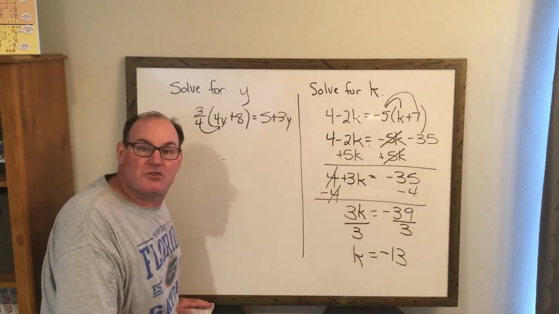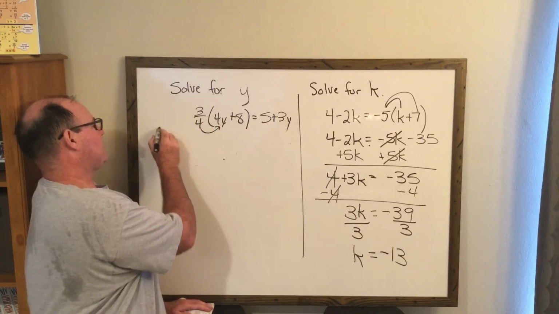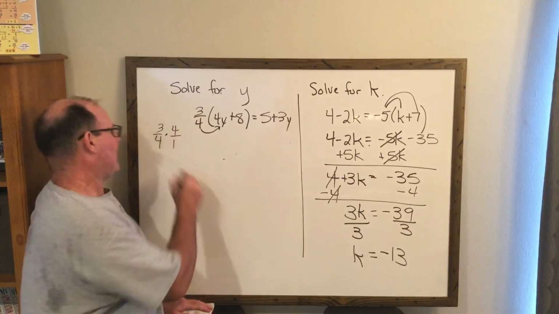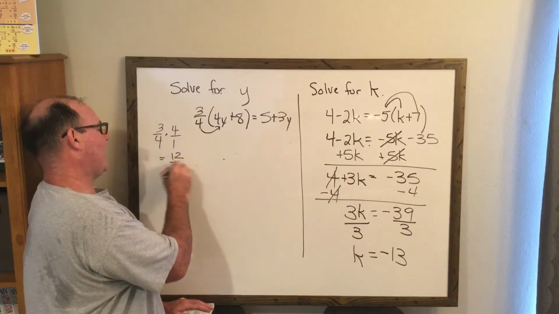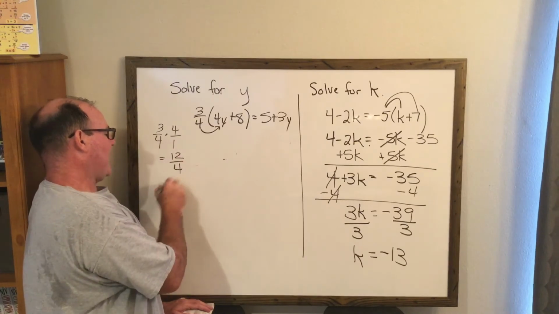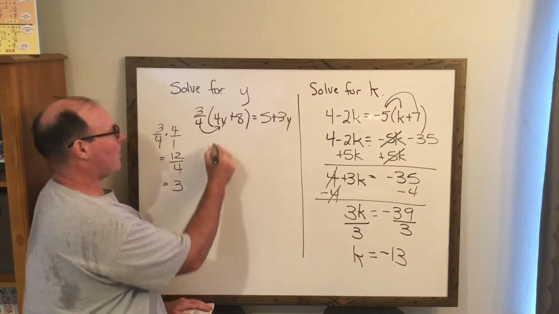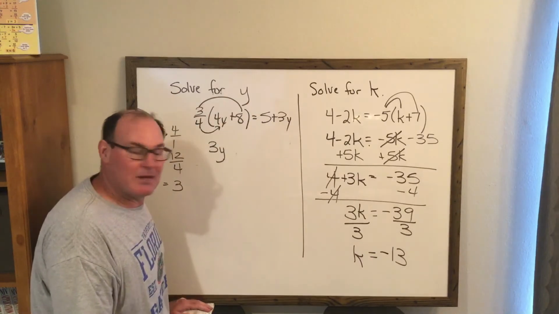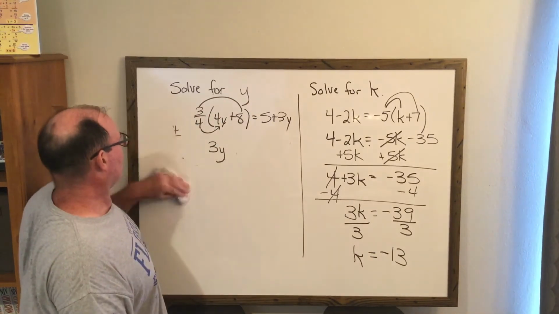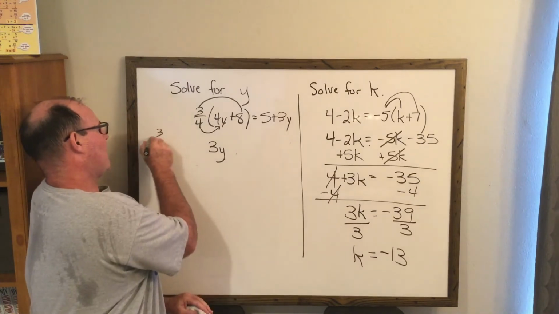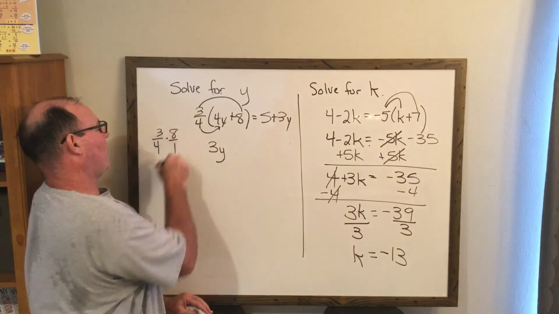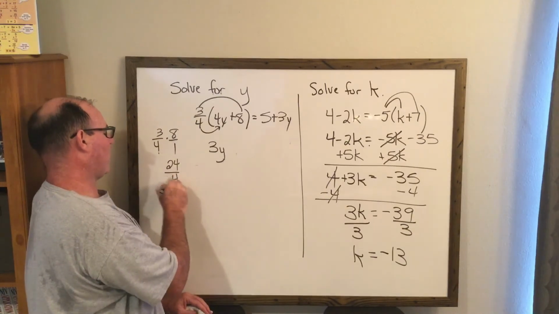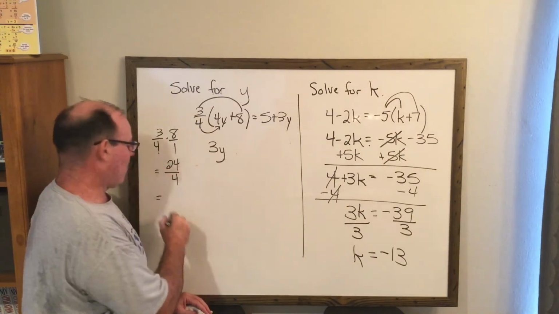Now, don't be afraid to use your scratch paper. I'm going to come over here. Hope you can see. I've got 3/4 times 4, which is 4 over 1. And that becomes 3 times 4 is 12, 4 times 1 is 4, and 12 over 4 is 3. So I get 3y. And then 3 over 4 times 8, I'm distributing. So again, my scrap work. I've got 3 over 4 times 8 over 1. 3 times 8 is 24, 4 times 1 is 4, and 24 over 4 is 6.